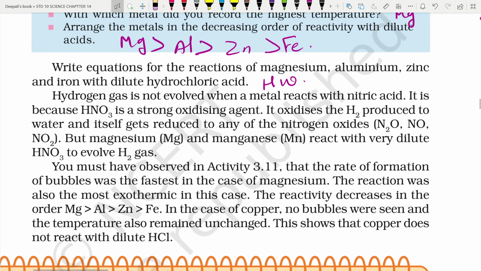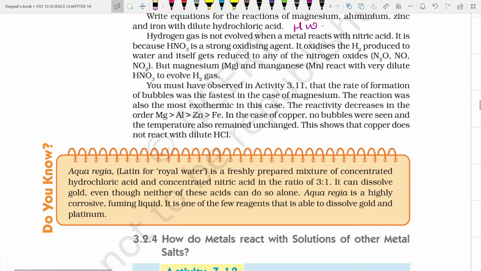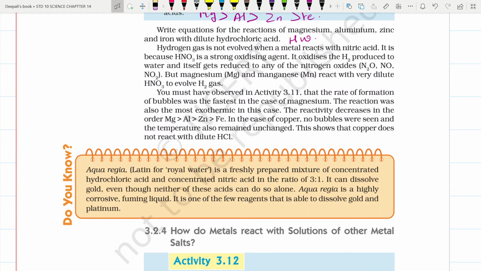You must have observed in activity 3.11 that the rate of formation of bubbles was the fastest in the case of magnesium. The reaction was also the most exothermic in this case. The reactivity decreases in the order of Mg, Al, Zn and Fe. In the case of copper, no bubbles were seen and the temperature also remained unchanged. This shows that copper does not react with dilute HCl. So we can say many metals react with acid, but they have exceptions again.